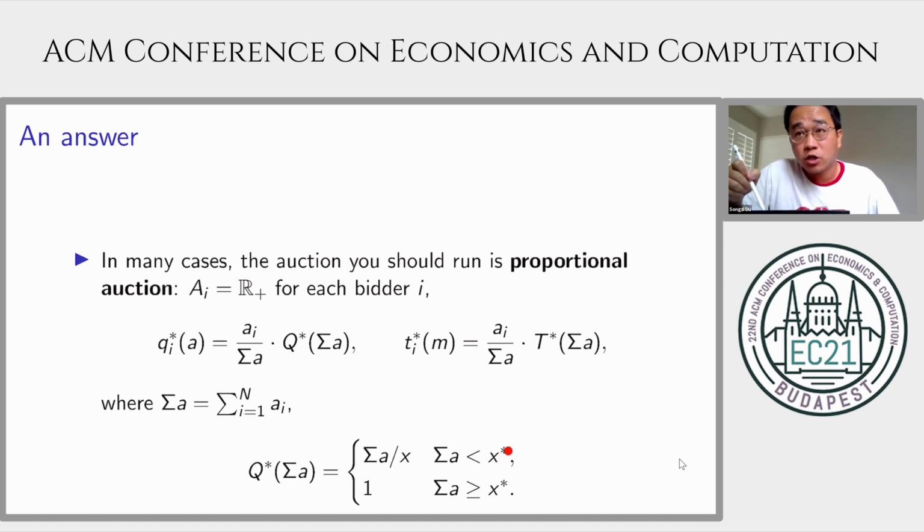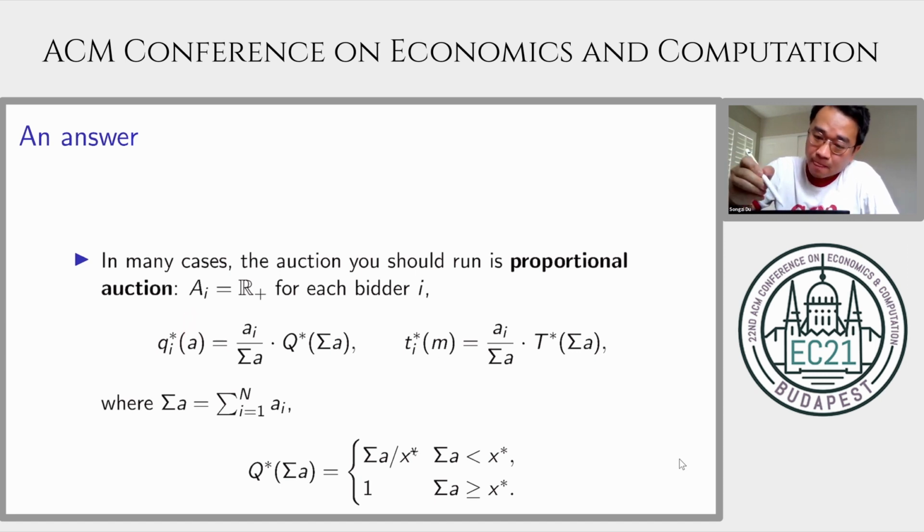It just depends on a threshold x star. If the aggregate bid is bigger than the threshold, then everything is up for auction. So the total supply is 1 when the aggregate bid is bigger than or equal to x star. And if the aggregate bid is less than the threshold x star, then the total amount of the good up for auction depends on the ratio between the aggregate bid and the threshold x star. That's a very simple, intuitive form for the allocation.